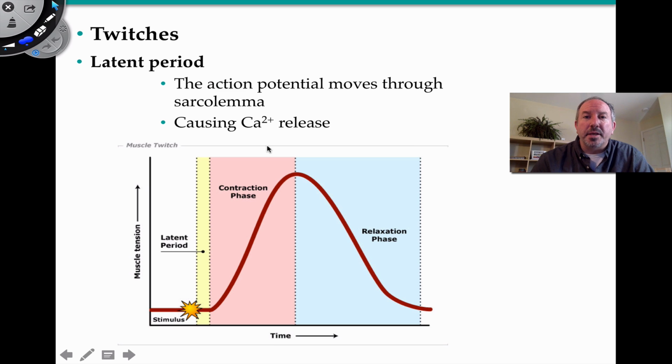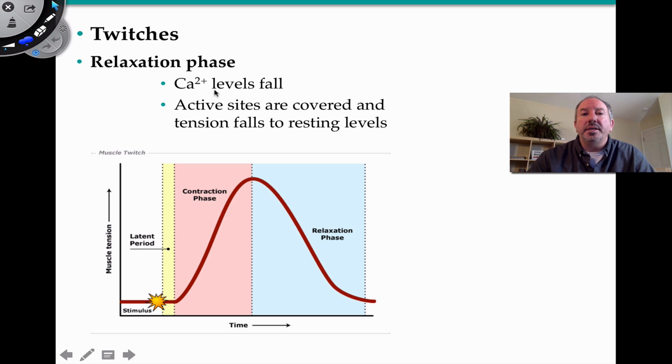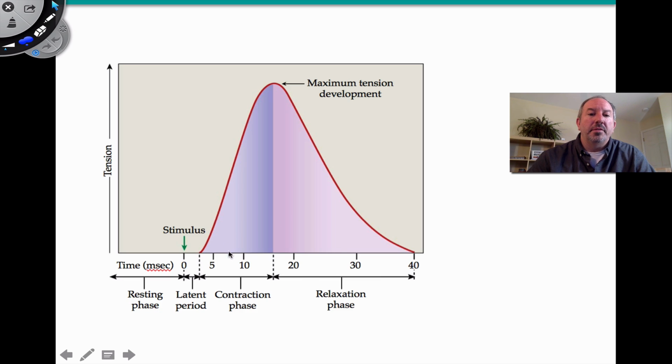But once calcium's released, make no mistake, it's going to bind troponin, therefore move tropomyosin, and then the myosin cross bridge is going to attach to actin and pull it in. And so that's the contraction phase, or the power stroke, if you will. Calcium ions are going to bind, and then the tension reaches a peak. Then there's the relaxation phase, and that may be obvious. ATP is required to pull calcium back into the sarcoplasmic reticulum. Therefore, the active sites are covered up again, and the tension falls to a resting level. So there's a twitch right there over time. In terms of milliseconds, there's a range on this. And here's the peak, maximum tension development. So there's a latent period, a contraction phase, and then a relaxation phase.